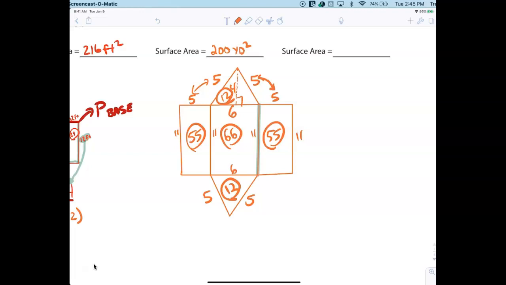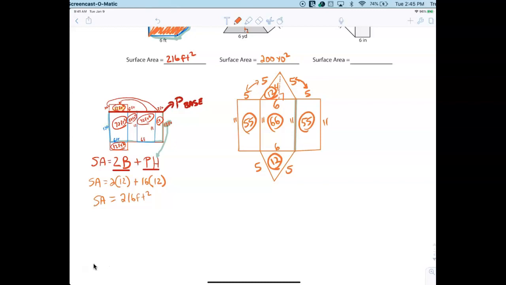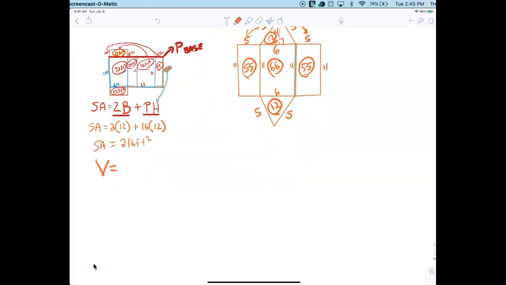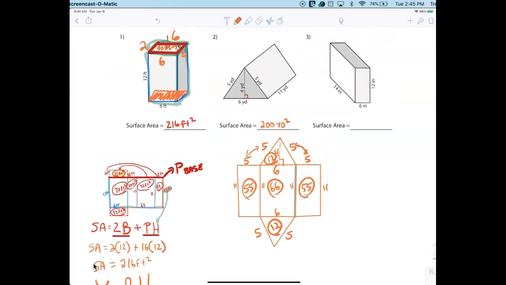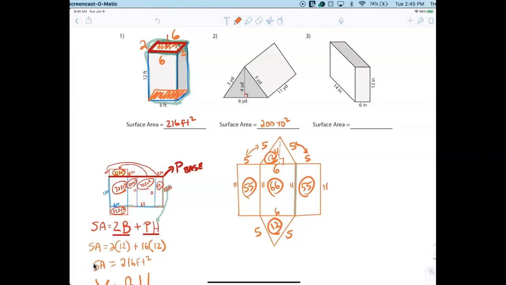All right. Now, before I forget something here, guys, because I always want to constantly review these formulas with you, I want everybody to put underneath that volume. What's the formula for volume? Capital B, capital H. So what's the area of the base? What was the area of the base?